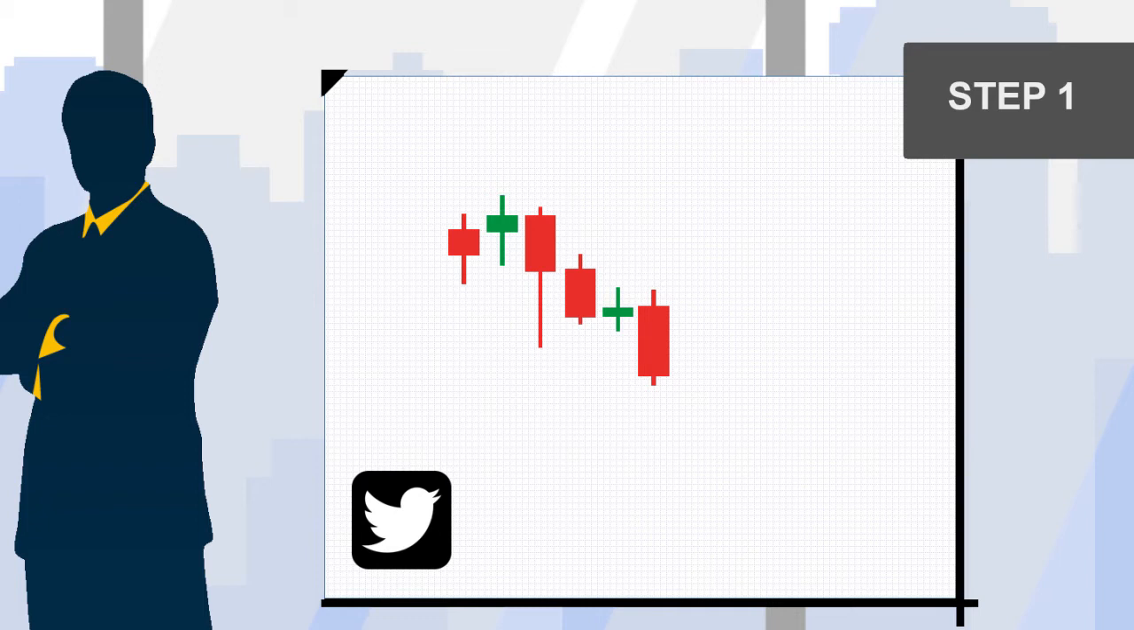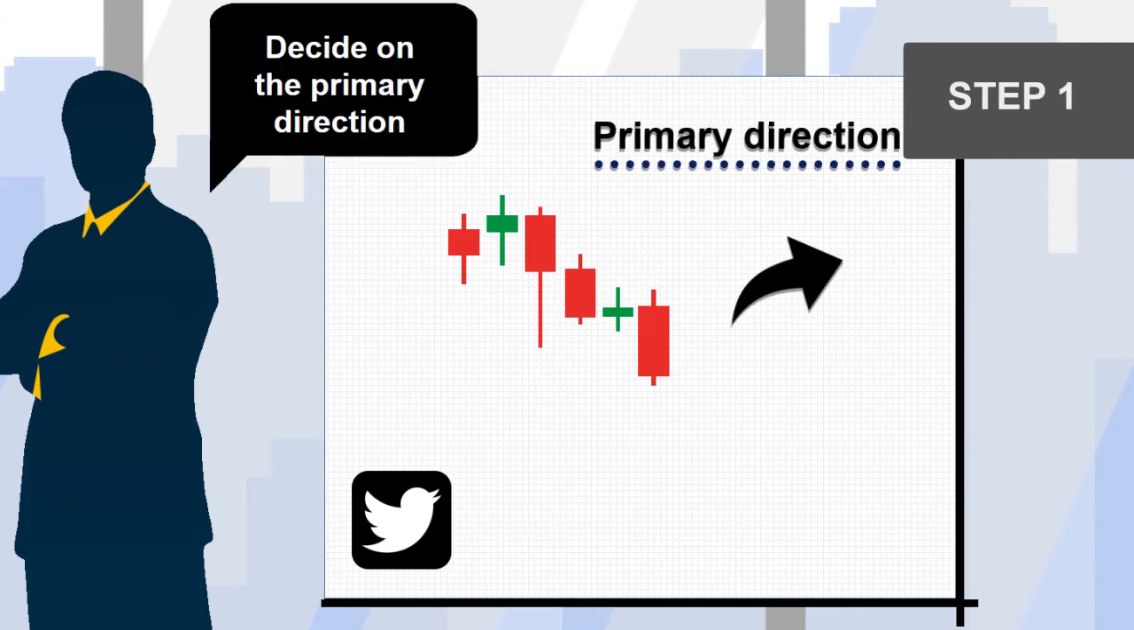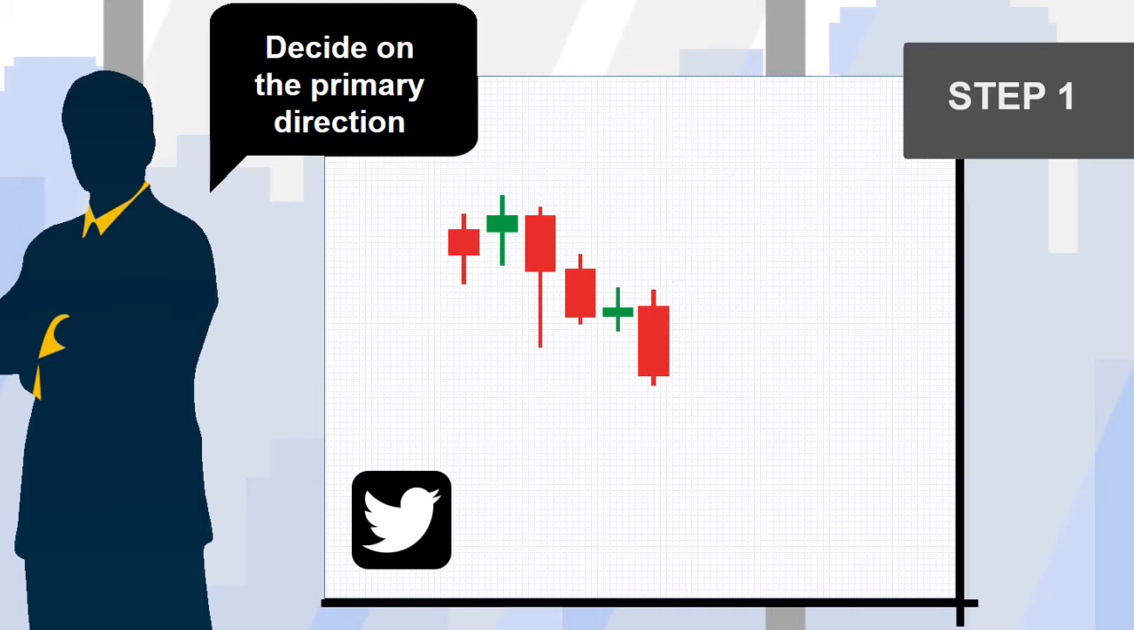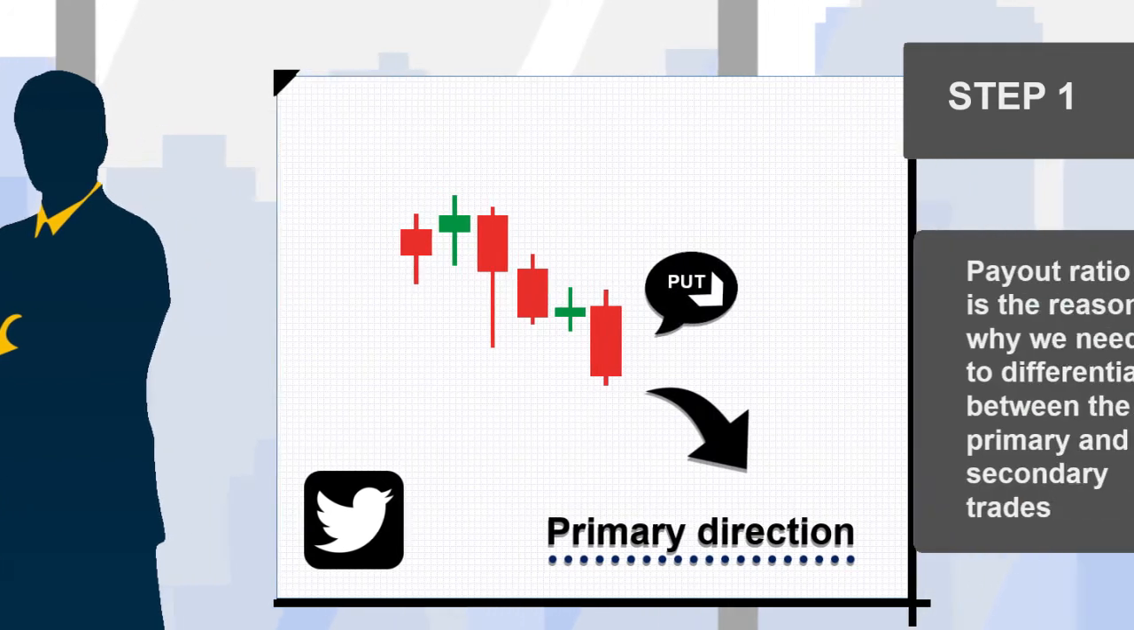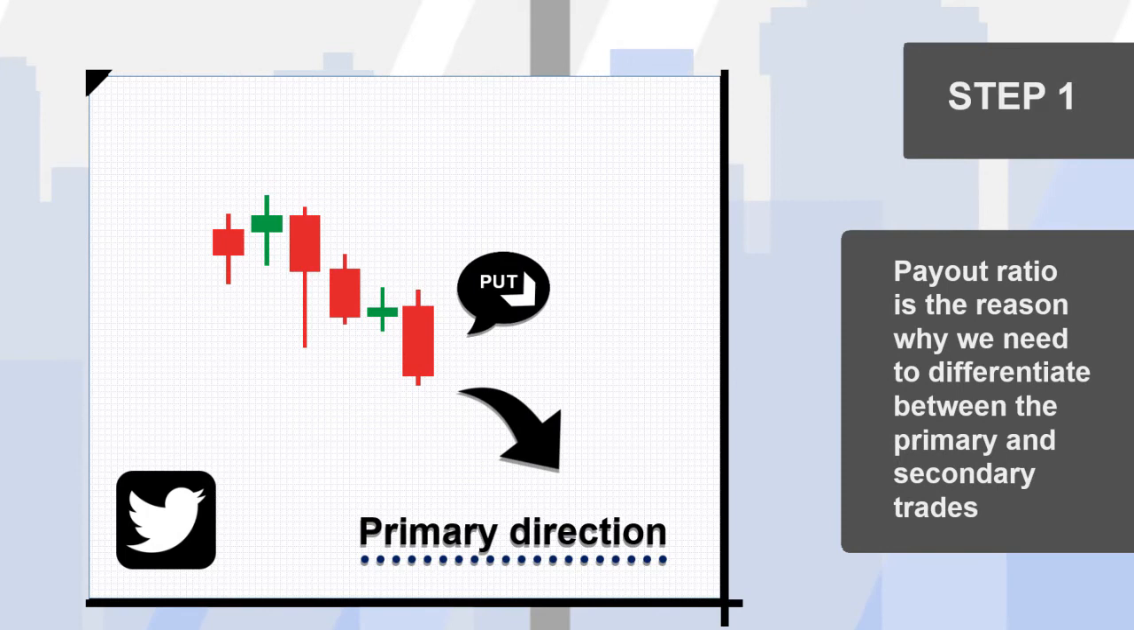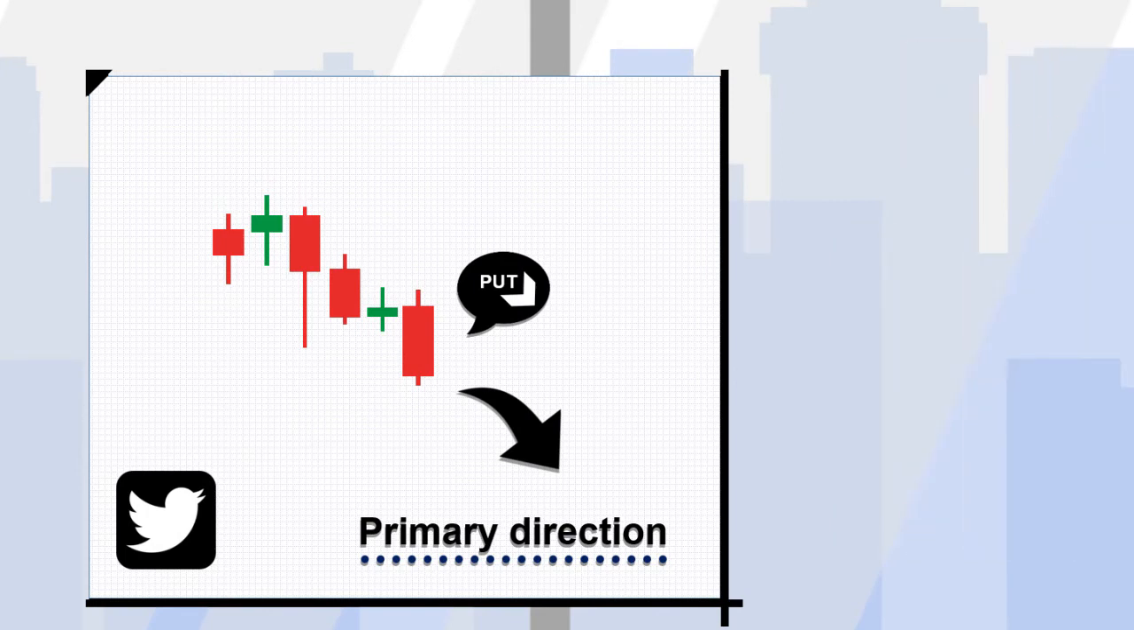In our example, we will use Twitter as our selected asset. Decide which direction you think the price will go as the primary direction. If you think the price is going to end up higher, then the call market position will be the primary transaction. If you think otherwise, then the put position is going to be the primary trade. The reason why we need to differentiate between the primary and secondary trades is because of the payout ratio.